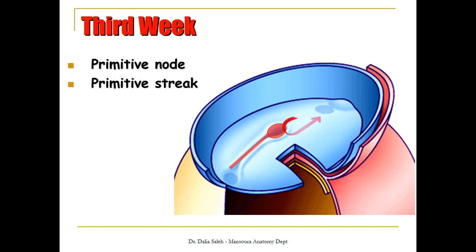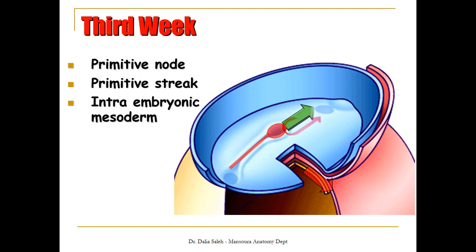So from the sides of the primitive node and the primitive streak, the cells of the three germ layers will form, and this new layer is called the intra-embryonic mesoderm, which insinuates itself between the ectoderm and endoderm and forms the three layers of the embryonic disc. Also from the primitive node, a solid cord of cells proliferates and migrates towards the prochordal plate. This is called the notochord. The notochord lies here underneath the ectoderm.